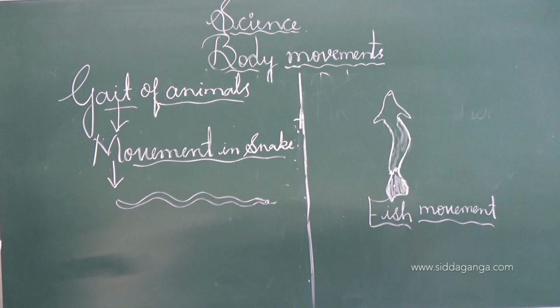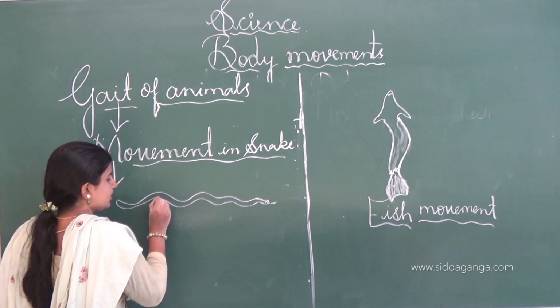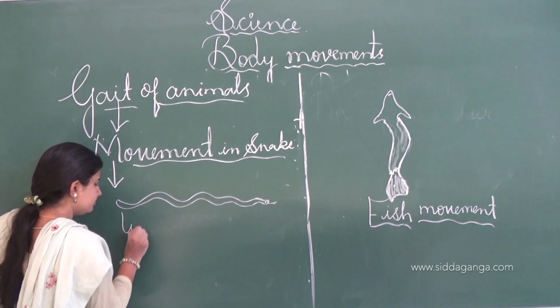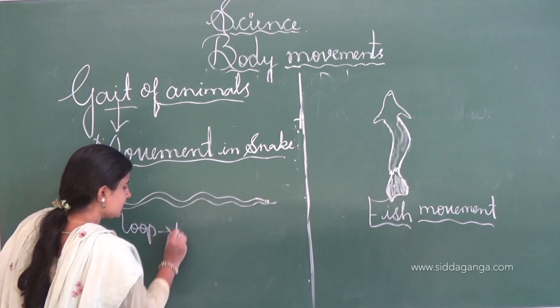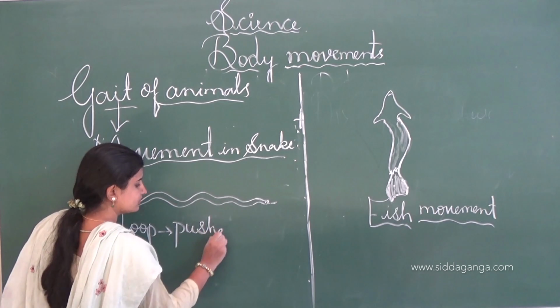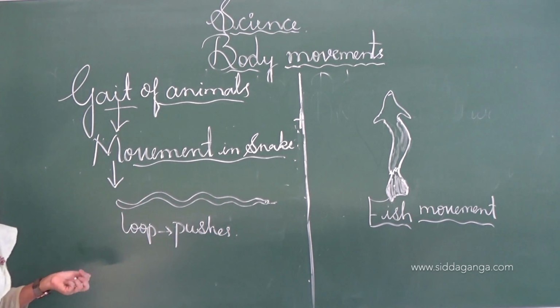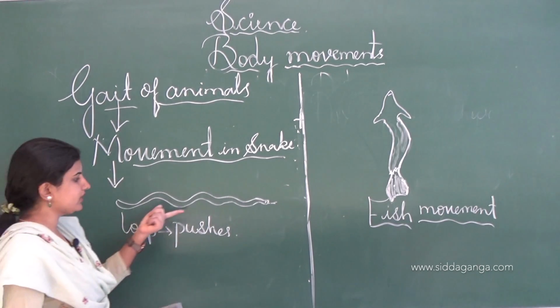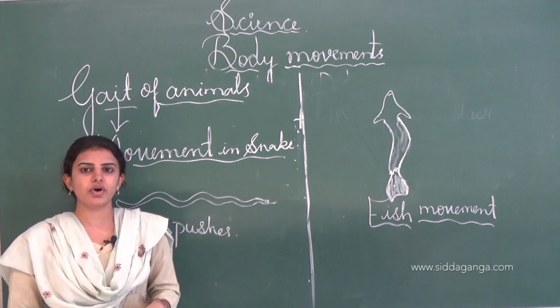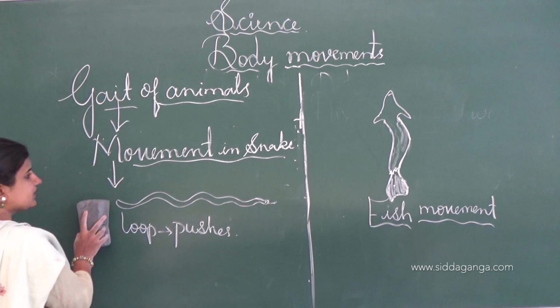It is a vertebrate with a curved body, with many loops. Each loop pushes; this is the loop. The loop will push it forward and crawl on the ground, pushing against the ground in a forward way against the body. Against the body it will move forward. This is all about the movement in the snake.